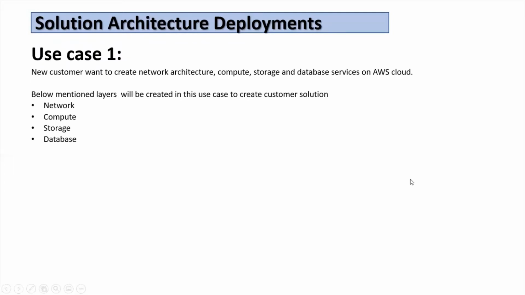Coming to the first use case, in this we will discuss when a new customer onboards to the AWS cloud, how a solution is created using different AWS services of network, compute, storage, and database. All of these are practically covered in hands-on labs during the course as well. I'll run you through the architecture and how it is created. A diagram is created in this use case.